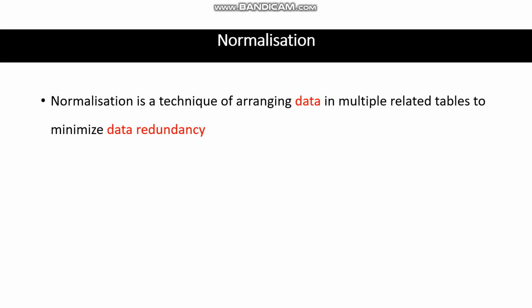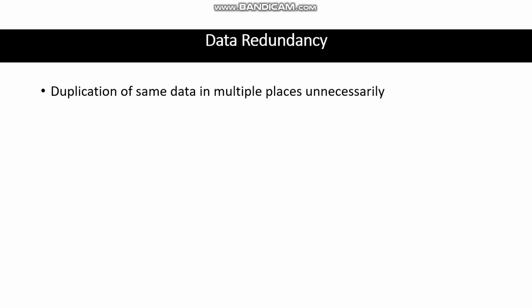Normalization is a technique of arranging the data we have in multiple related tables. So what it does, it minimizes data redundancy. Some of you might wonder, what is data redundancy? Now, data redundancy is duplicating the same data multiple times, and sometimes we do it unnecessarily.